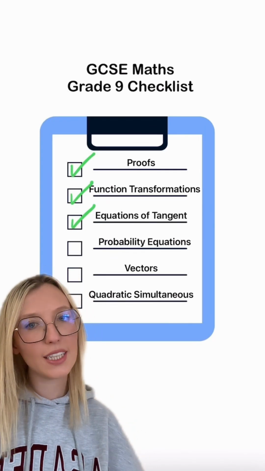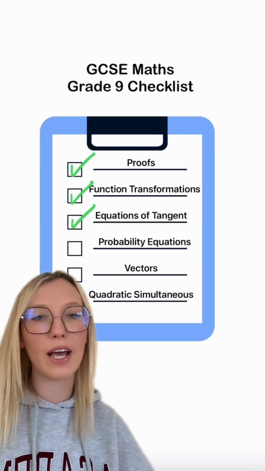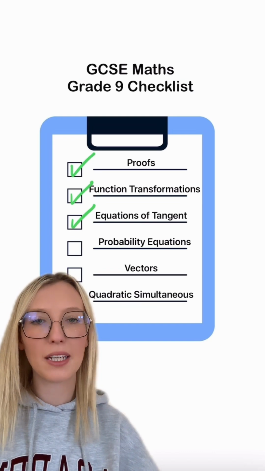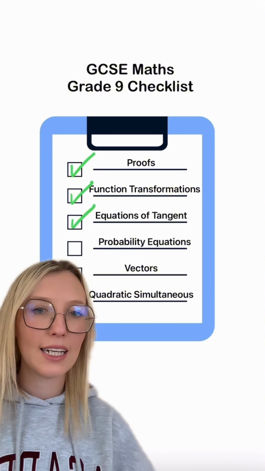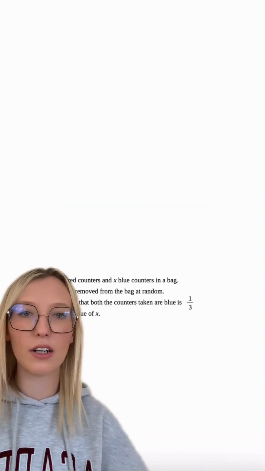So let's take a look at this GCSE Maths Grade 9 checklist. These are some of the topics that you need to know if you are aiming for a Grade 9. We're going through a different topic each day, and today's topic is probability equations. Now these often tend to be the last questions on the paper, so they are some of the hardest GCSE Maths questions that you can get.